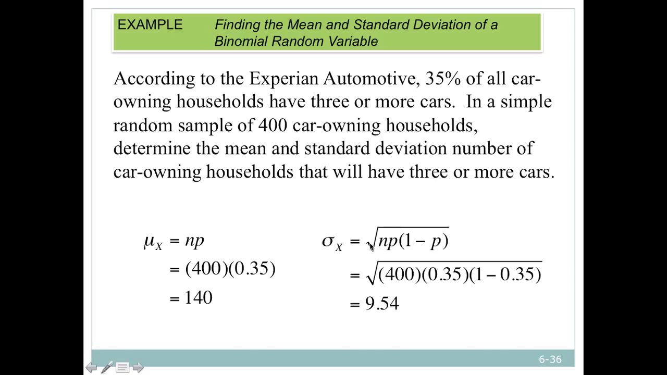Now, in order to find the standard deviation, all we do is take the square root of n times p times 1 minus p. So in our calculators, we're just going to take the square root of 400 times 0.35 times 1 minus 0.35, and make sure that this whole thing is under your root. And you should get a value of 9.54.